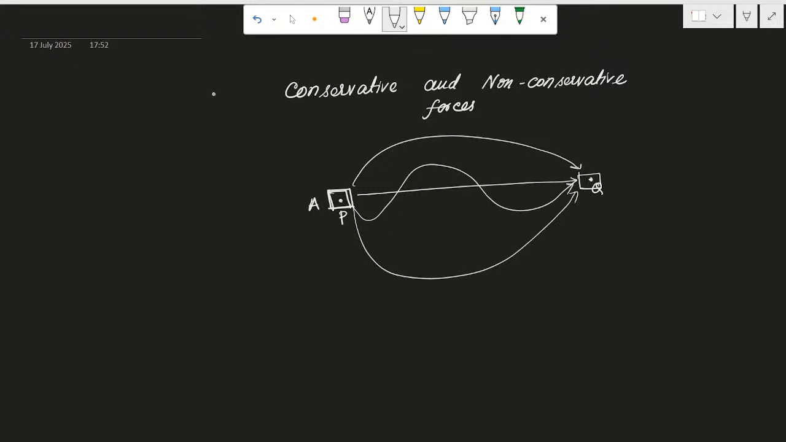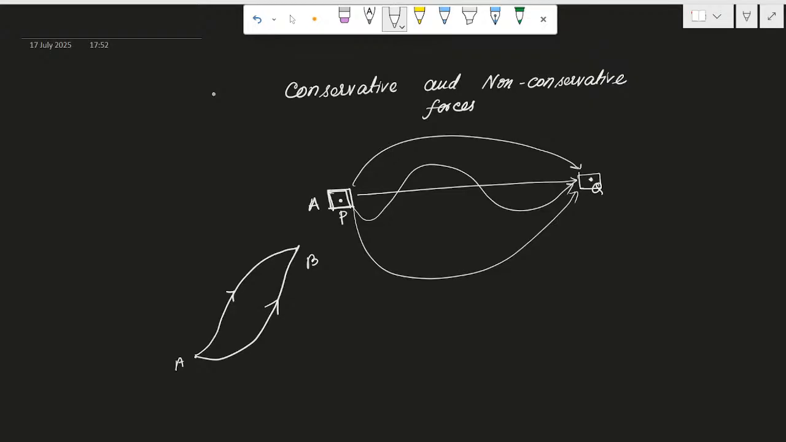Normally, if I show 2 points here, A to B, suppose a particle moves from A to B. It is moving in this way. It can move in this way, or it can follow this path also, or maybe a straight line also.